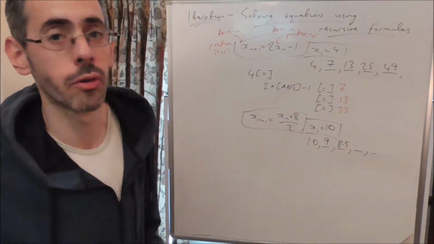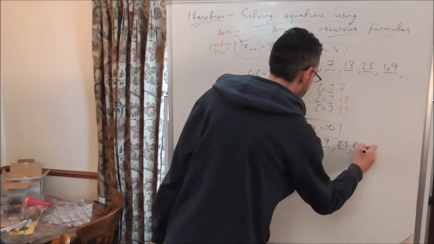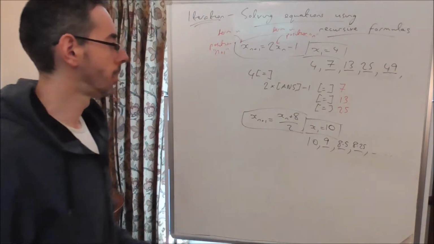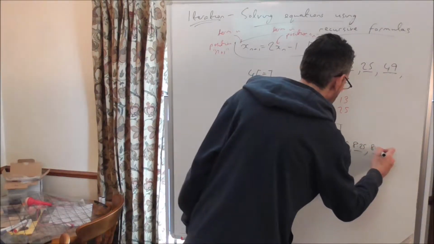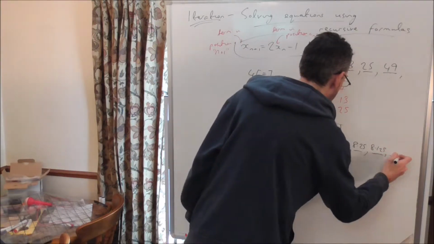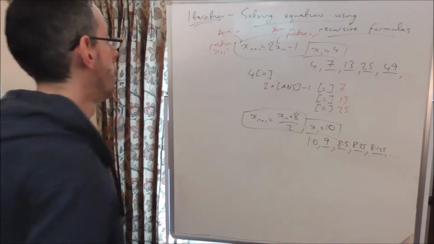To get the next term, you put 8.5 in. 8.5 plus 8 divided by 2, I think, is 8.25. Gets a bit tricky now. 8.25 plus 8 divided by 2, I think, is 8.125. I'll stop there because it gets a bit difficult. You could try this on the calculator and see what happens.